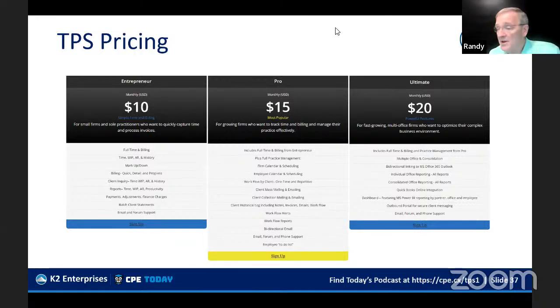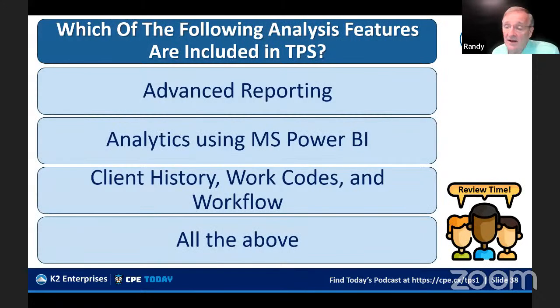So, that brings us to the fourth question here. Which of the following analysis features are included in TPS? Advanced reporting, analytics using Microsoft Power BI, client history, work codes, and workflow, or all of the above? Now, Ted, historically, we've talked a lot about your advanced reporting. We didn't talk much about it today. Can you just comment on that while people are trying to figure out the answer?